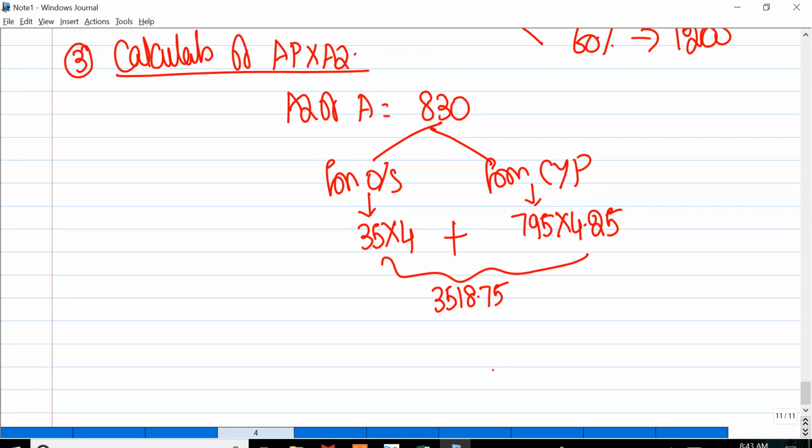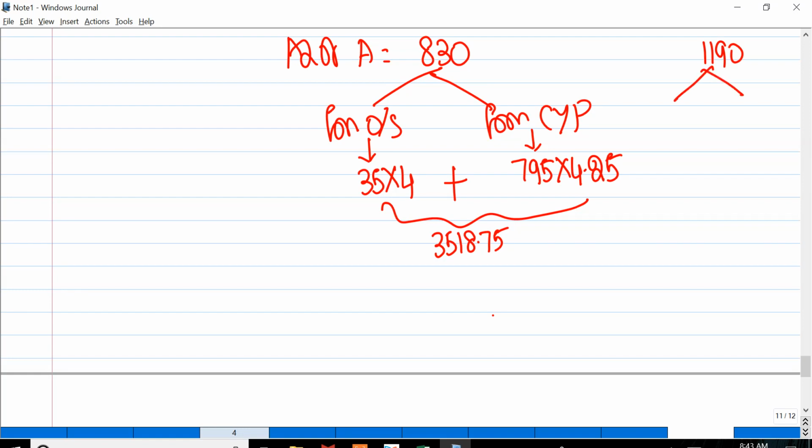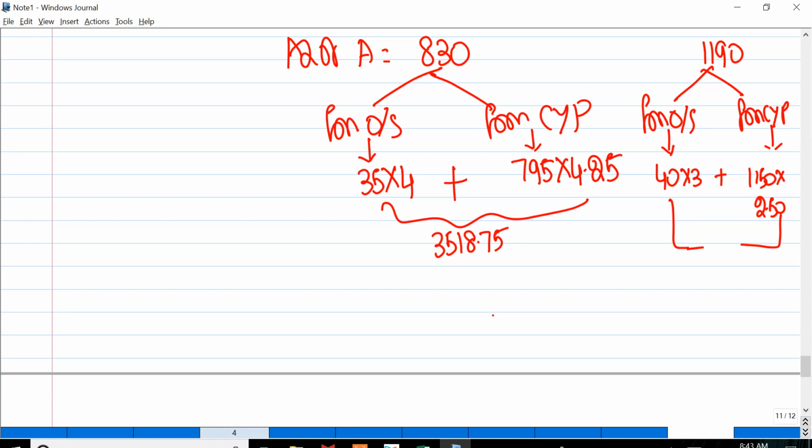Do the same calculation for B. What was the AQ for B? 1190. What's the total of this? 2995. So 3518.75 and 2995.